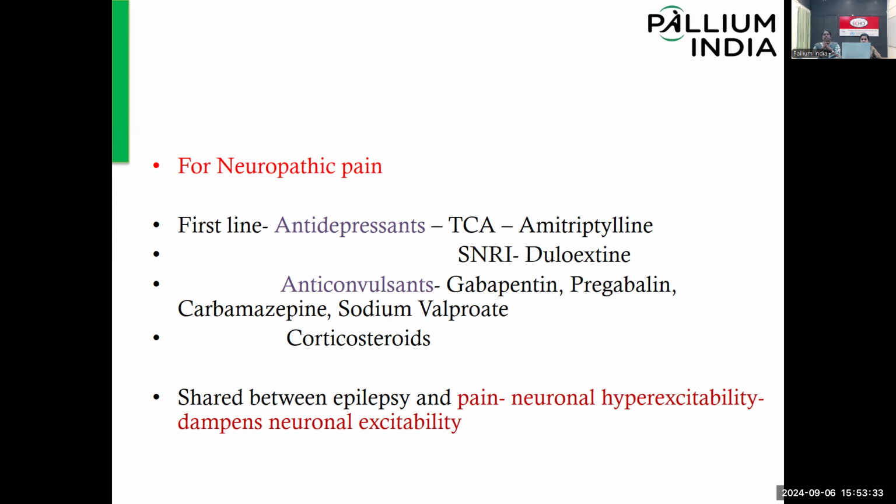Usually pregabalin we start at 75 mg HS. Now I am telling the analgesic dose of these medicines, not the actual anticonvulsant or antidepressant dose. Gabapentin is 100 mg as a starting dose, pregabalin 75 mg, and sodium valproate usually we give as 200 milligram. Duloxetine is 20 milligram as starting. Amitriptyline is 12.5 mg. We can give 25, 37.5. We can increase accordingly after assessing the pain score.